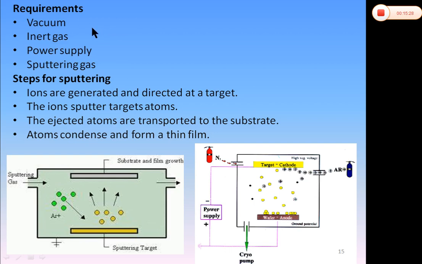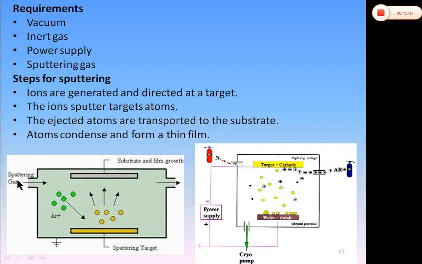Requirements for sputtering: we require vacuum, inert gas, power supply, sputtering gas. Steps for sputtering: first of all, ions are generated and directed at the target. The ions sputter target atoms. The ejected atoms are transported to the substrate. Atoms condense and form a thin film.